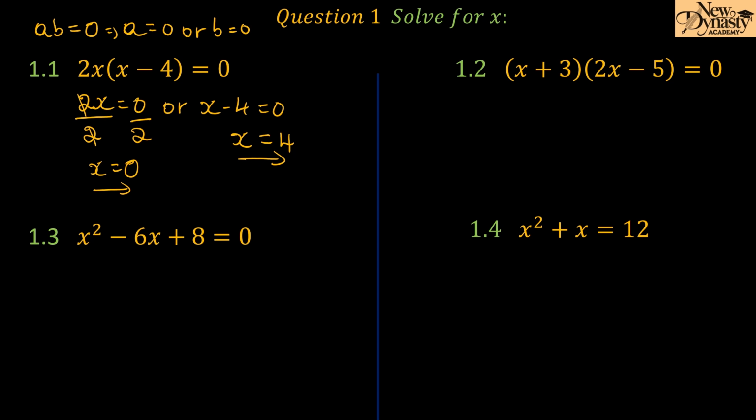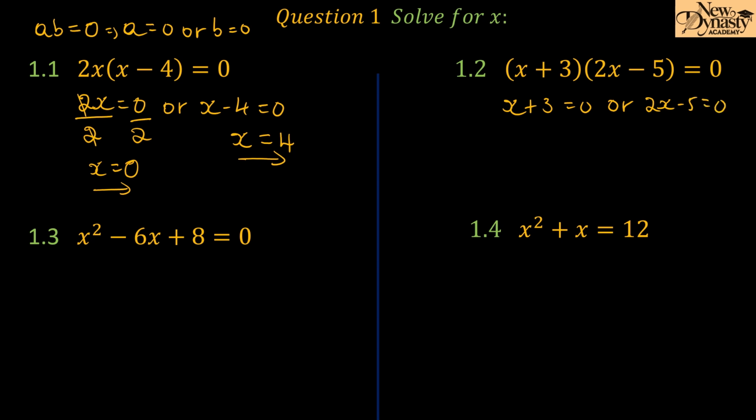Now on the next one, you have got x plus 3 into 2x minus 5 equals 0. Again here, this is the zero product property because we've got two products here. The first one in the first bracket and the next one in the next bracket. So this has already been factorized for you basically. So these are your factors. So you're going to go on and say x plus 3 equals 0, or 2x minus 5 equals 0.